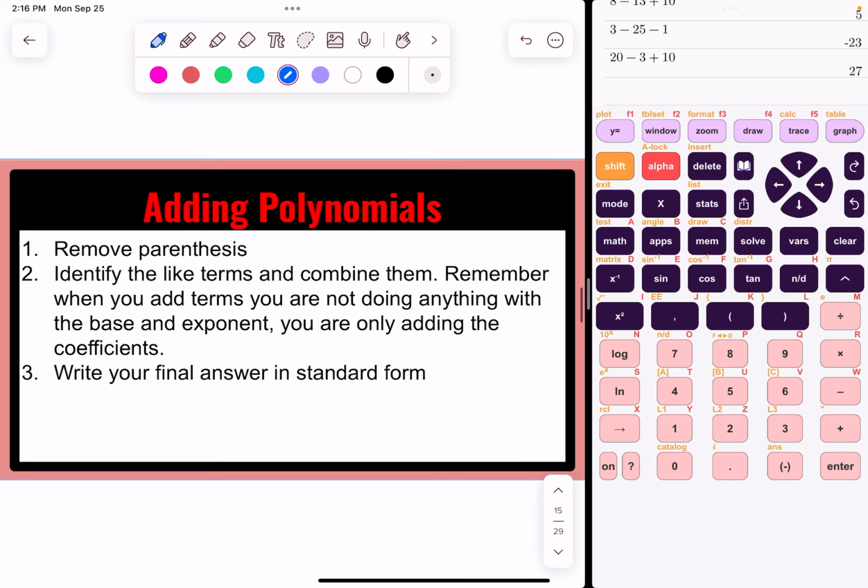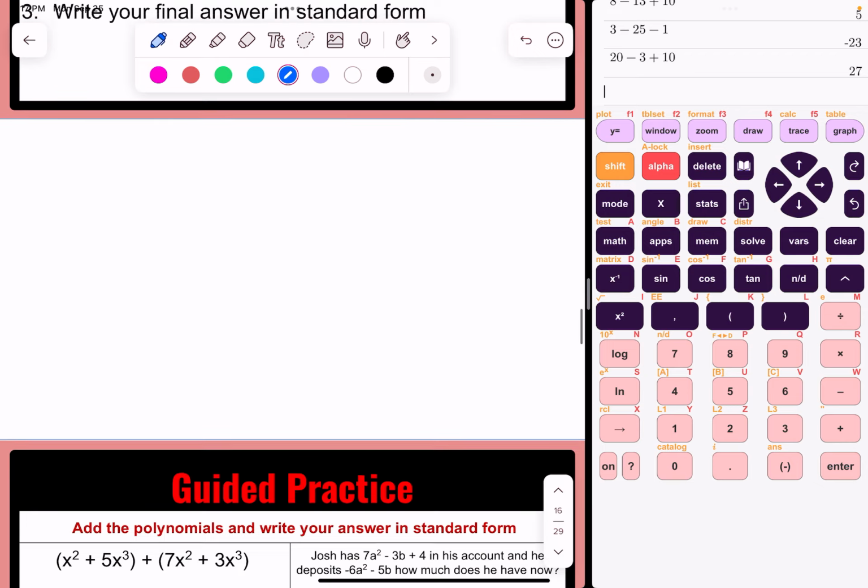Alrighty, let's look at this next one. Let's look at our directions now. We are going to learn how to add polynomials. We add polynomials by removing parentheses. How you remove parentheses is by multiplying whatever's on the outside. Then we identify the like terms and we combine them. Remember, when you add like terms, you're not doing anything with the base or the exponent. You're only adding the coefficients. And then we make sure to write our answer in standard form.